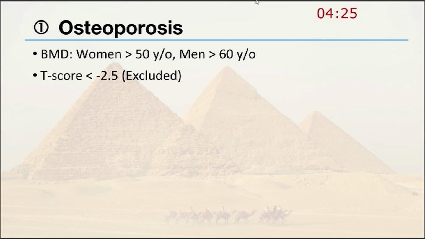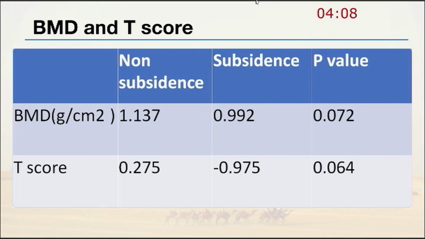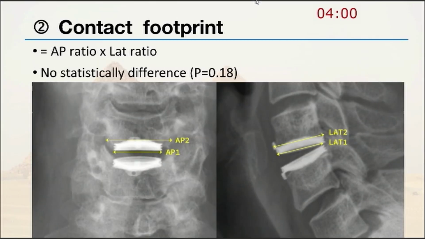In this study, we routinely test bone mineral density, BMD, for all women over 50 and men over 60. Patients with a T-score below negative 2.5 were not eligible for cervical disc arthroplasty surgery. When we analyze the BMD and T-score for these patients, the results show no difference between the two groups. For the implant contact footprint, we use the anterior posterior ratio multiplied by the lateral ratio for our analysis. However, the results show no difference between the two groups.